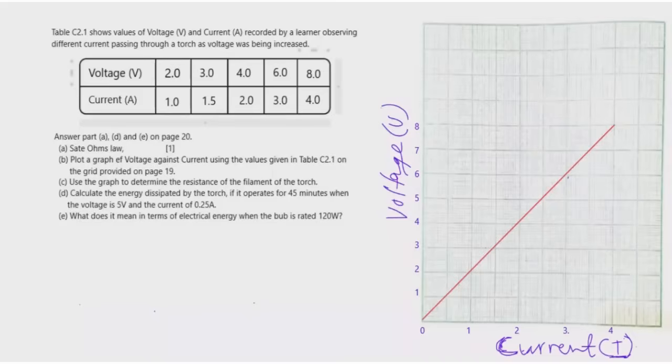So what it means is this. It means it converts 120 joules of electrical energy every second. So when the bulb is labeled 120 watts, it means it converts 120 joules of electrical energy every second, not seconds, but every second. So basically these were the answers that examiners were expecting you to write during the exam.